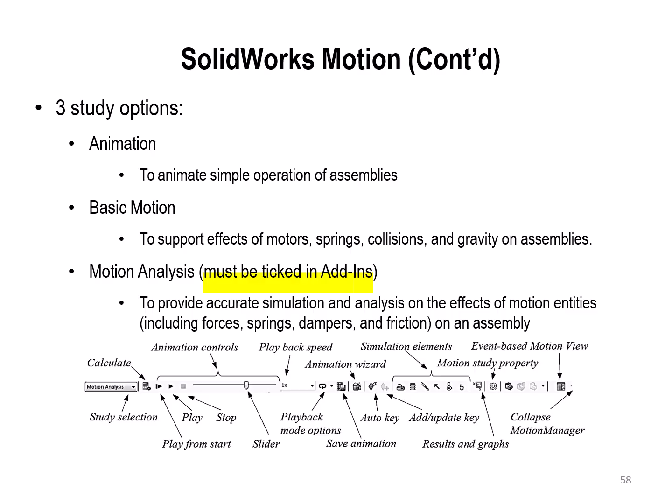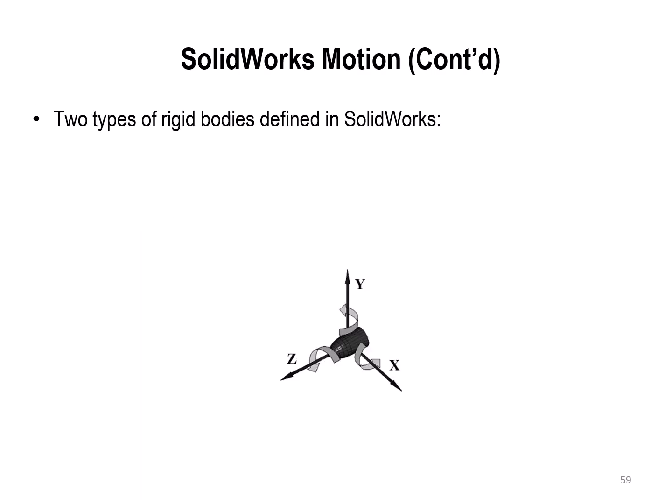So you can see that what we can do is start and make a new study, and select the type of the study. We're going to have multiple selections, like calculate, play from the start, and stop. We have the animation control, like the slider, which is going to decide the playback speed. We have the animation wizards, we have the simulation elements, and we have the event-based motion view.